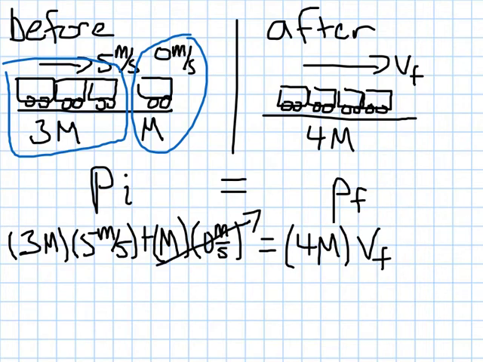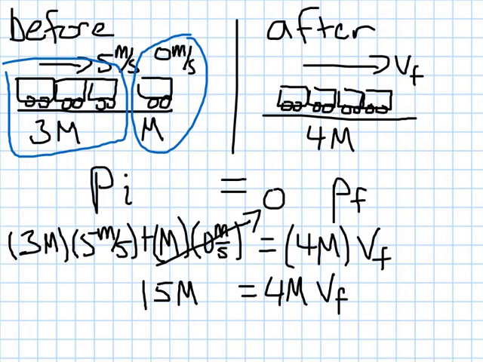So the stationary car, that momentum just turns into 0. And then I'm going to multiply the 3 and the 5. So I'll have a total of 15 times m is equal to 4m times V final. Oh, and I should add some units over here on the left-hand side. These should be meters per second.